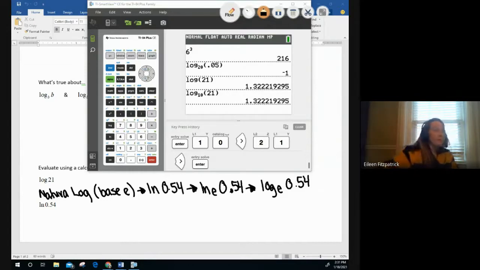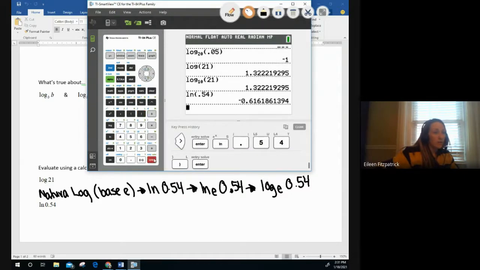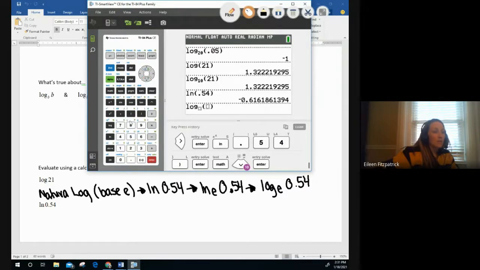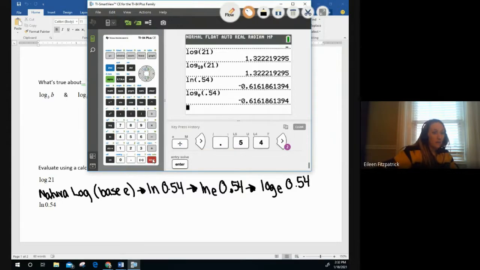Okay, now there is an ln on the front of your calculator, natural log button here. So I can just type in ln and then 0.54 and get my evaluation. Or I can hit math, go down, select log base, put in a base of e, and then put in 0.54, and you'll get the same evaluation, approximately negative 0.616. All right, so I have approximately negative 0.616.